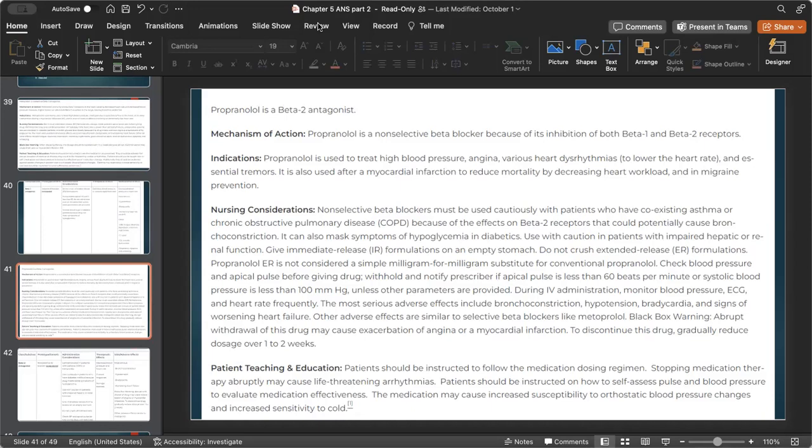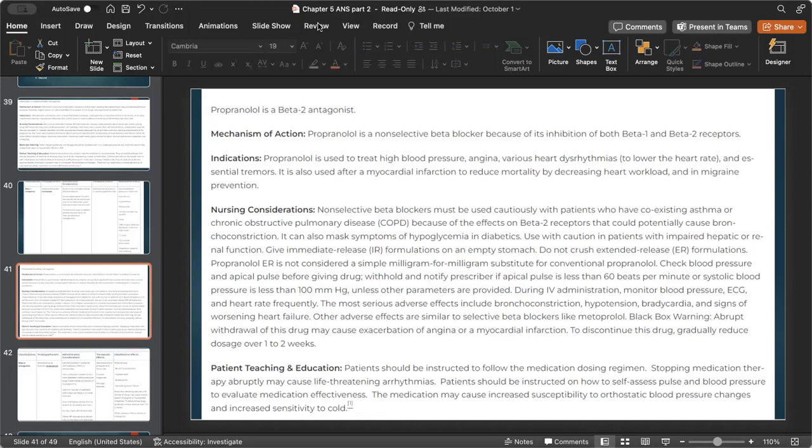But metoprolol also works on beta 1. So we have to tell them the same patient education about looking at their blood pressure and heart rate, being careful when they go from sitting to standing positions, things like that. Do not stop the medication abruptly, all of that other stuff. Okay, so this is where a lot of things start to repeat. If you know the class of medications and you know where the receptors work, a lot of things start to repeat.